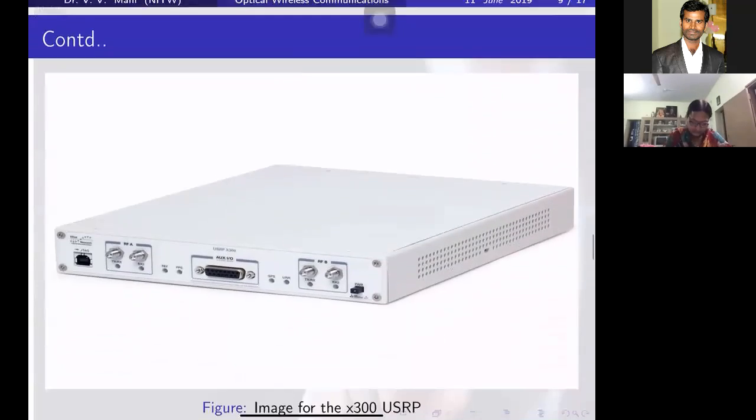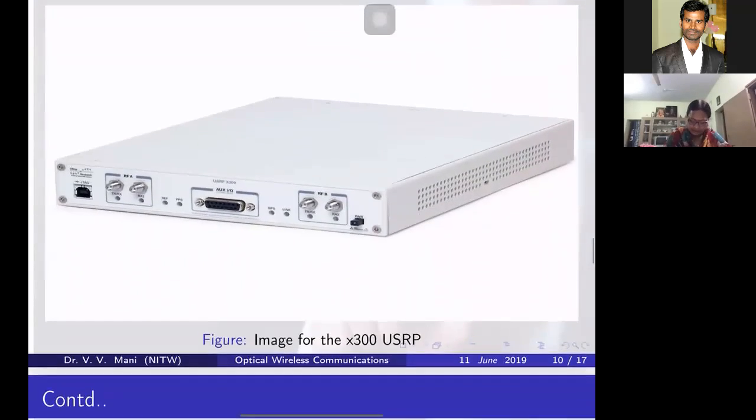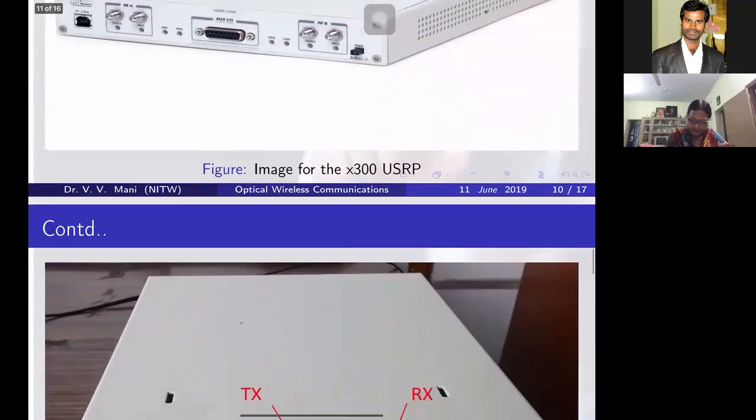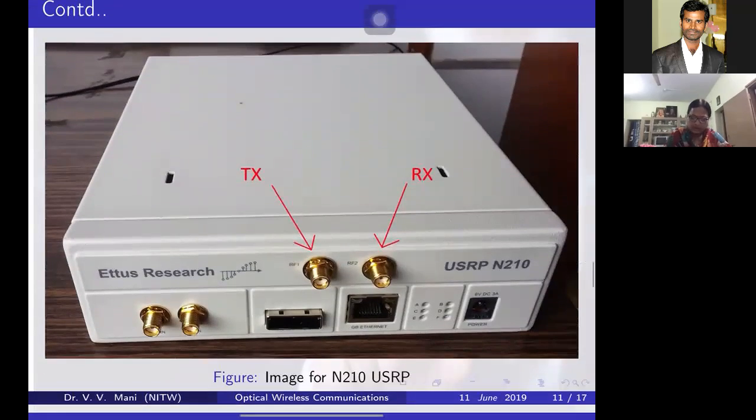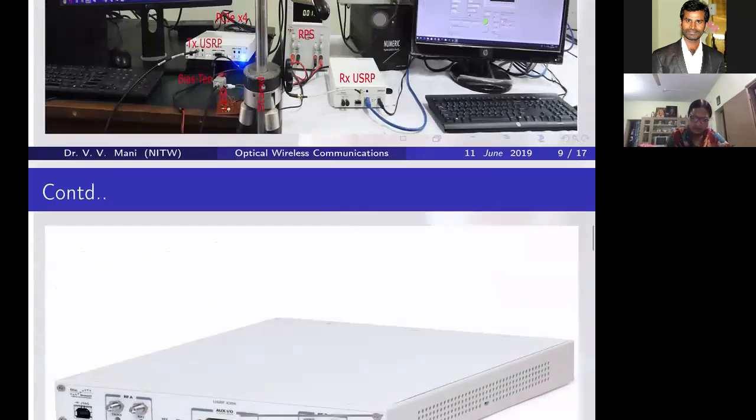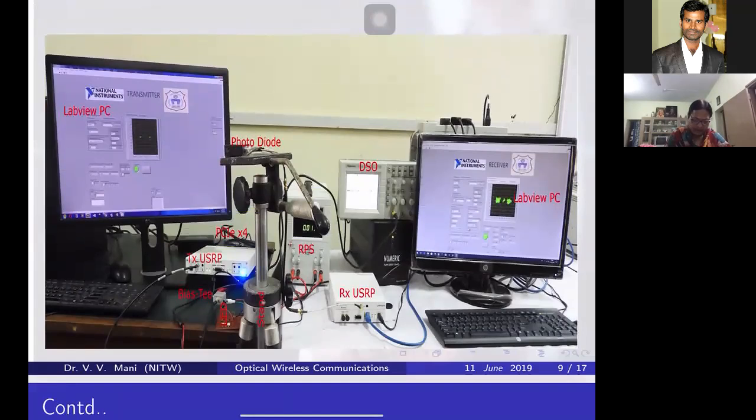Right. So these are the USRP images we procured from National Instruments. They have transmitter and receiver antennas, and we have removed these antennas. You can see in my test bed, the diode output, a blue light, is thrown after the bias T. That diode output is directly given to the transmitter USRP through a wire.